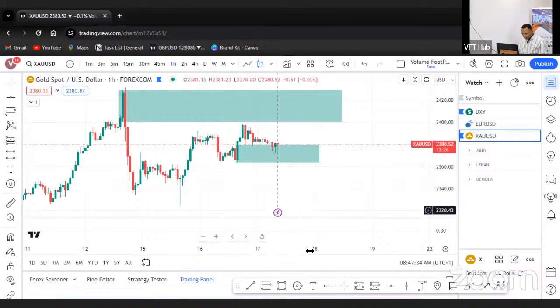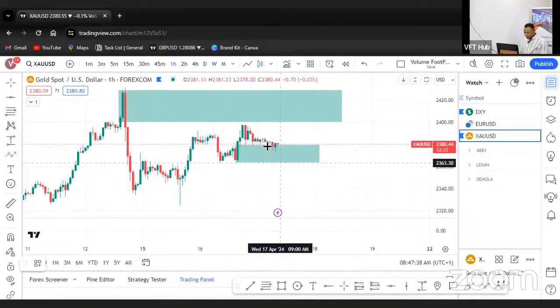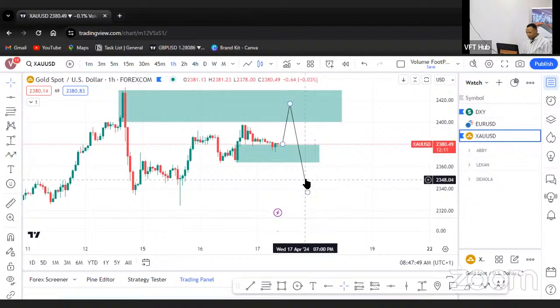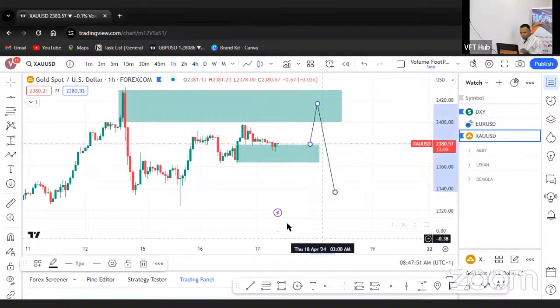So I'm expecting that gold will take a move to the upside. So I'm expecting this to happen on gold: price to trade all the way into this order block and then possibly give us a sell-off to the downside all the way down here. So these are the two things I'm expecting to see happen on gold.